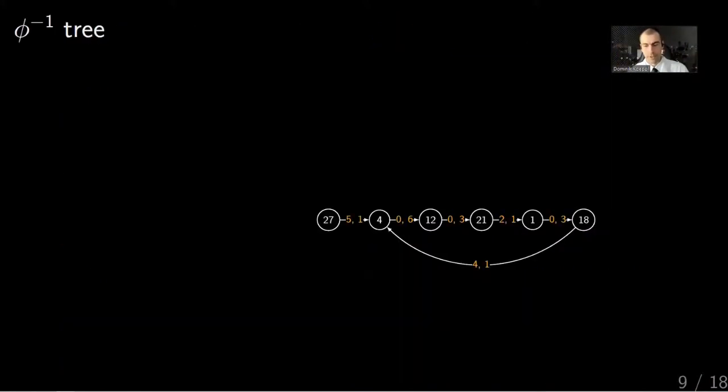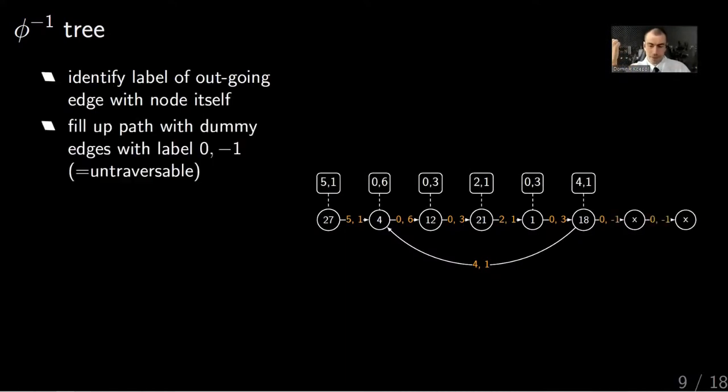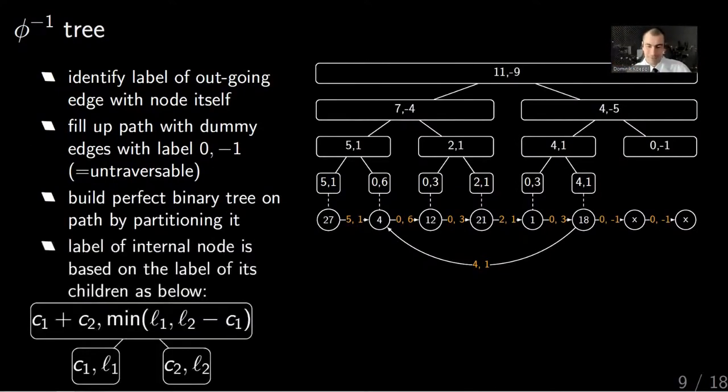This is one of these cut-out paths, and we interpret each outgoing edge as the node itself. Next slide, please. So this becomes set shape. Next slide, please. We pad up this path to be a power of 2, next slide please, such that we can build a perfect binary tree on top of this path. Next slide please. And again, next. It's quite a bunch.